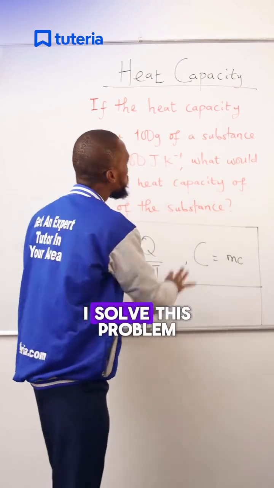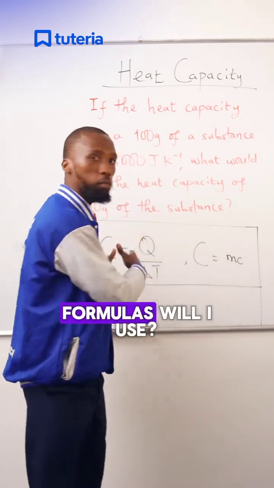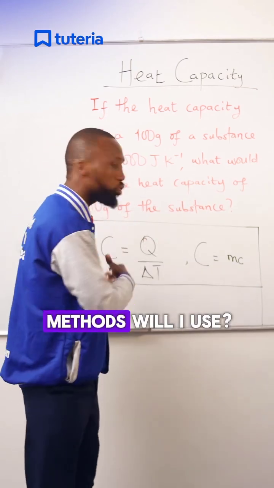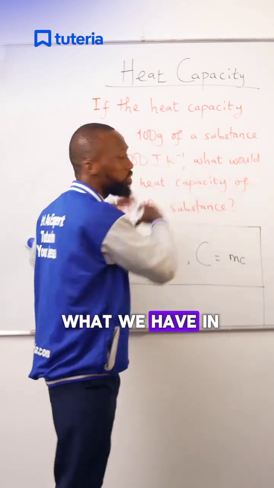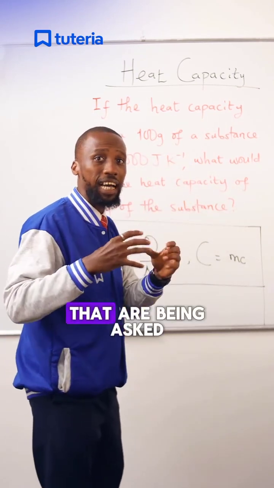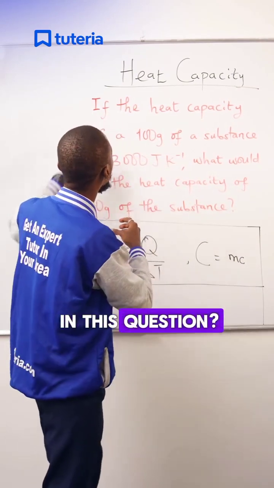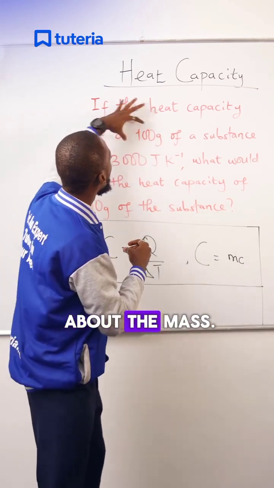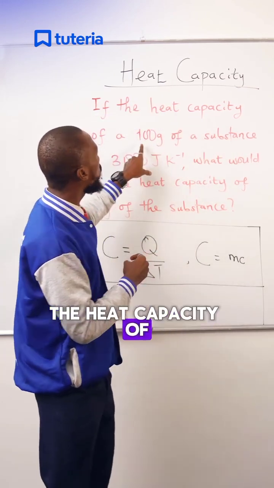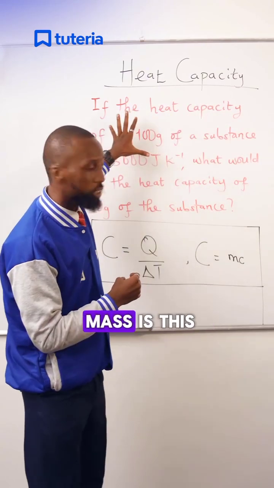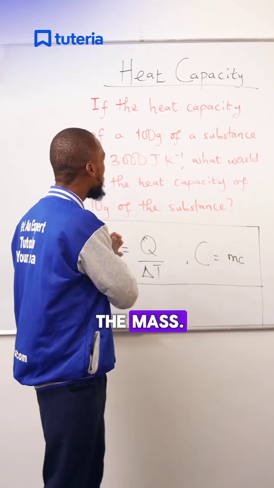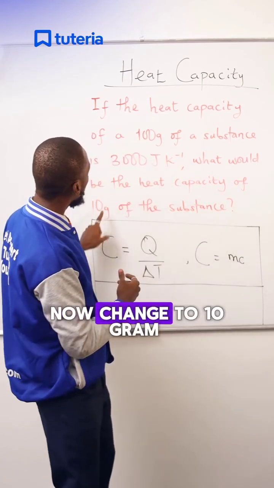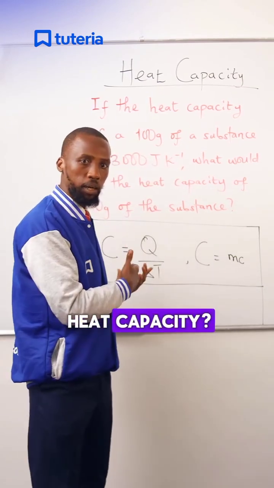Now, how do I solve this problem? Which of the two formulas or methods will I use? The method you will use depends on what we have in the problem. What are the things being asked in this question? The concept is about the mass and the heat capacity of 100 grams of a substance. So we are given the heat capacity and the mass. Now, when the mass changes to 10 kilograms, what will be the heat capacity?